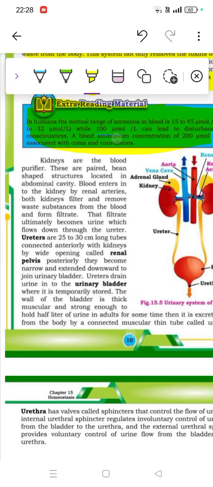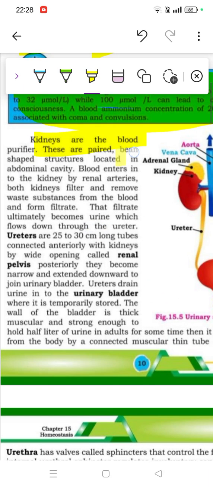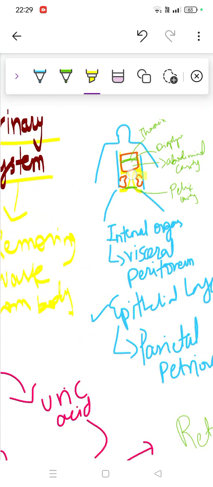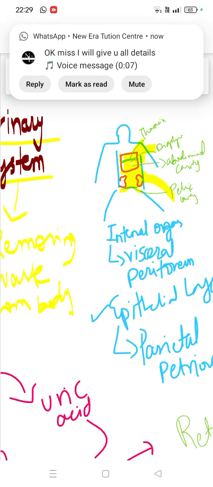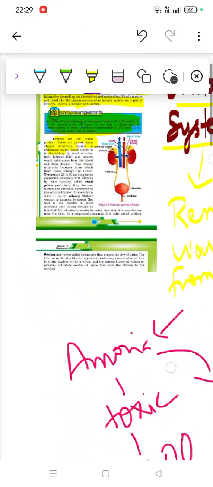Let's read this one: kidneys are what? They are blood purifiers, first thing, right? They are paired, and yes, kidneys are paired. This means there are two, and they are bean-shaped structures located in the abdominal cavity. So when I made this structure, I just wanted to tell you our kidneys are present in the lower part called the abdominal cavity. Basically, I have made it quite small. This entire region is called thoracic. This red line is the diaphragm, and there's the abdominal cavity. I hope it will be clear.